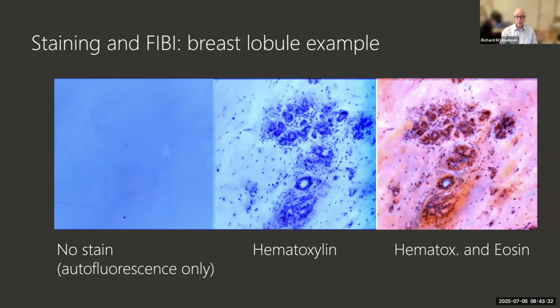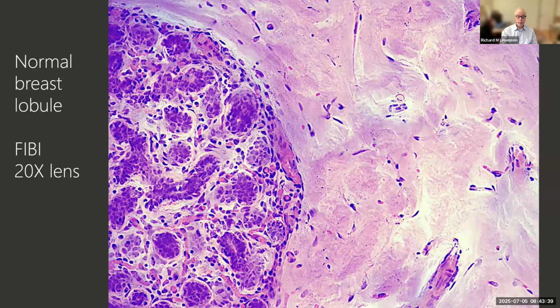Very, very simple. Each stain takes 20 seconds and a brief wash, and you're good to go. And the image quality is quite remarkable. This is, again, a normal breast lobule from the FIBI box. This is what the camera sees.